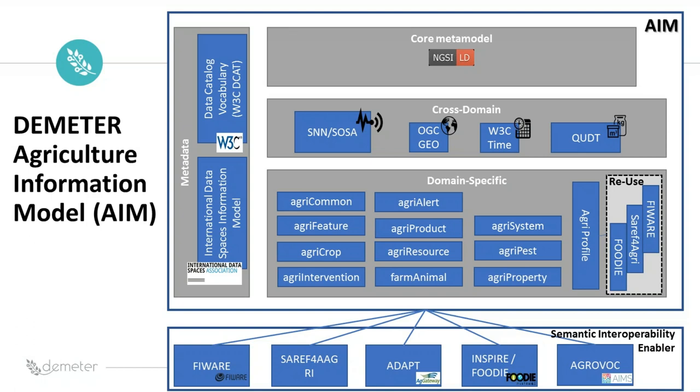On a vertical layer here, you see the metadata support that we provide that is also built on standards. It's a standardized solution. We have chosen to build our model here on W3C DCAT as well as the IDS model for metadata schema. And on the lower layer, underlying the AIM, we have the semantic enablers that we provide. You see here blocks with labels of well-known standards that we provide compatibility with. These are actually translators or wrappers that are exploited so that the data modeled using these can be converted easily to our Demeter AIM model and vice versa.